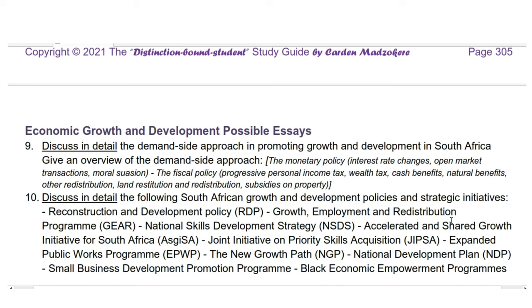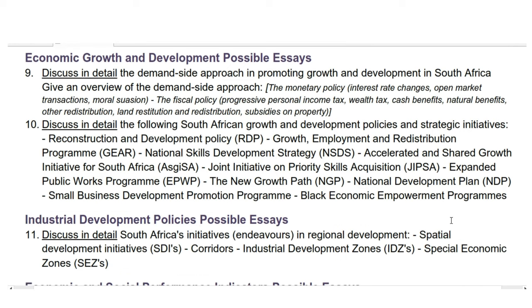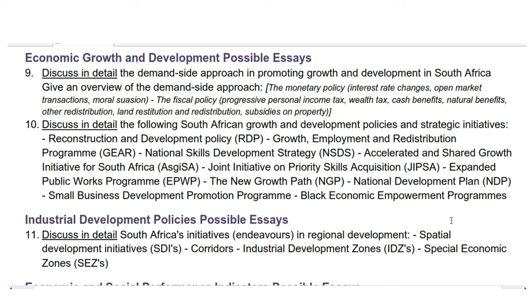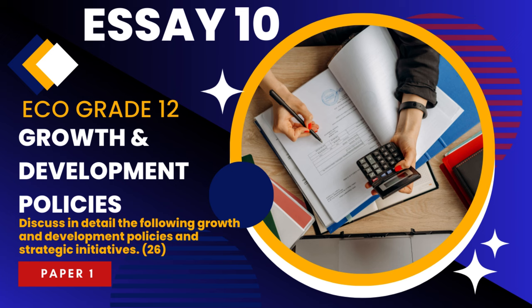Under economic growth and development, we have two possible essays, and on our list they are essays 9 and 10. Essay number 9. Discuss in detail the demand-side approach in promoting growth and development in South Africa. A. Give an overview of the demand-side approach: the monetary policy, interest rate changes, open market transactions, moral suasion; the fiscal policy, progressive personal income tax, wealth tax, cash benefits, in-kind benefits, other redistribution, land restitution and redistribution, subsidies on property.